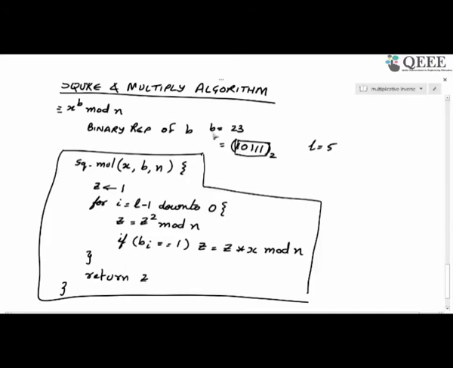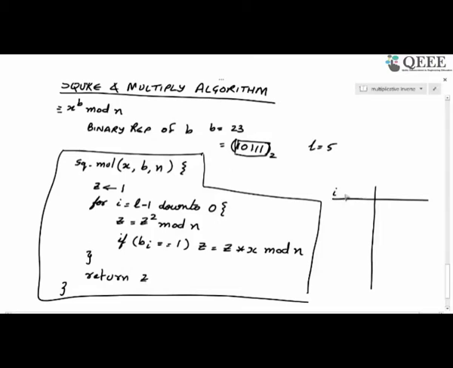of this binary equivalent of this particular exponent b, and in every iteration we are taking some variable called z and we are squaring it. Further, if the particular bit is set to 1, for example bi is the ith bit in the binary representation of b, if this bit is set to 1, then we also multiply z with x, and this is continued until you get 0, and then you return the value of z. So let us just check how this particular program executes.